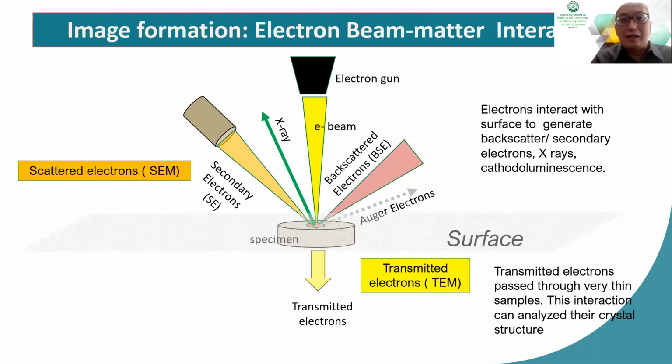Images are formed in an electron microscope due to electron and matter interaction. The electron gun produces the electron beam focused on the object, and you have a lot of interactions that produce different signals. These are secondary electrons, or SE, X-rays, backscattered electrons, Auger electrons, and then for a very thin specimen, the transmitted electrons are either elastically or inelastically scattered, some of them are transmitted, and some are absorbed in the specimen.